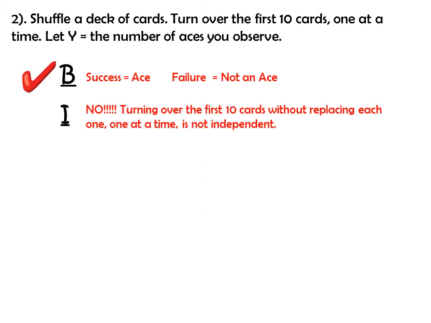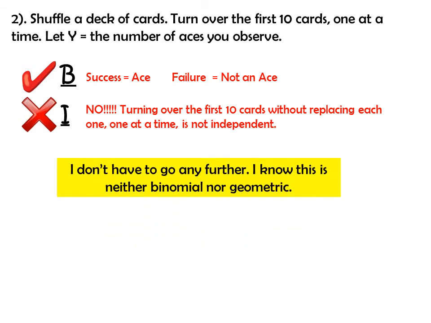So this is satisfied. Next is independent. Are these events independent? The answer is no. If you're turning over the first 10 cards without replacing each one, it's not independent. The outcome for the next card is going to change based on what you got on the first card. Since this is not satisfied, this can't be either binomial or geometric.